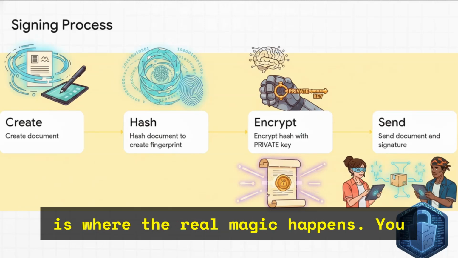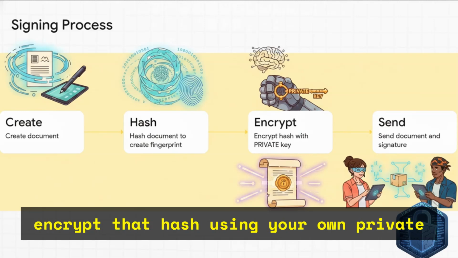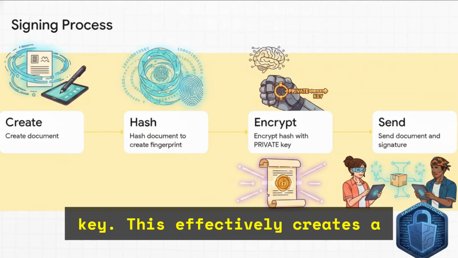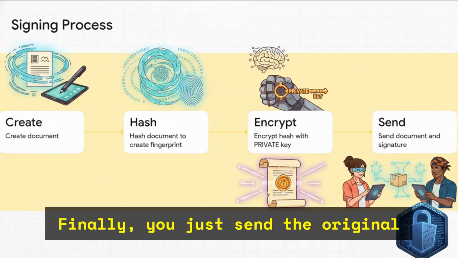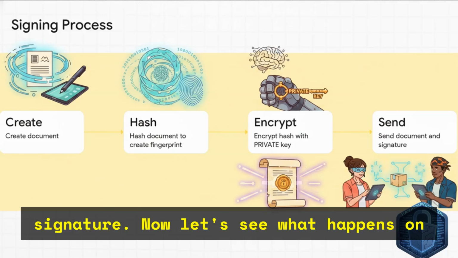Step 3 is where the real magic happens. You encrypt that hash using your own private key. This effectively creates a mathematically unforgeable wax seal. Finally, you just send the original document along with that new encrypted signature.